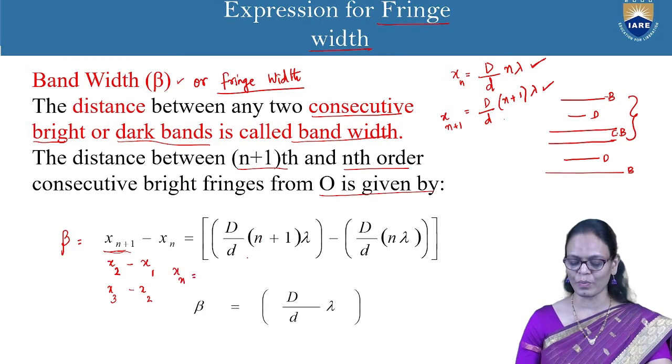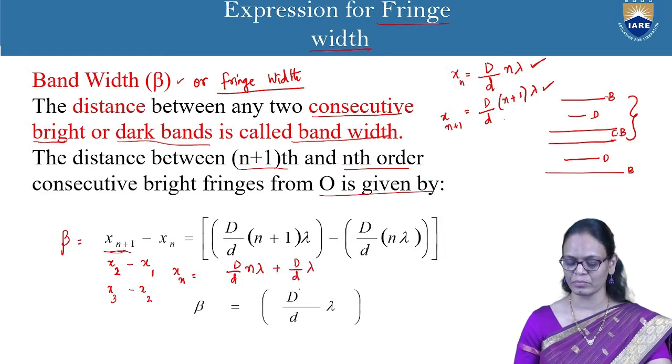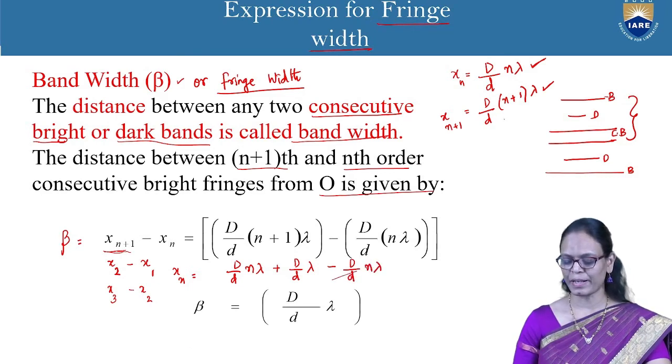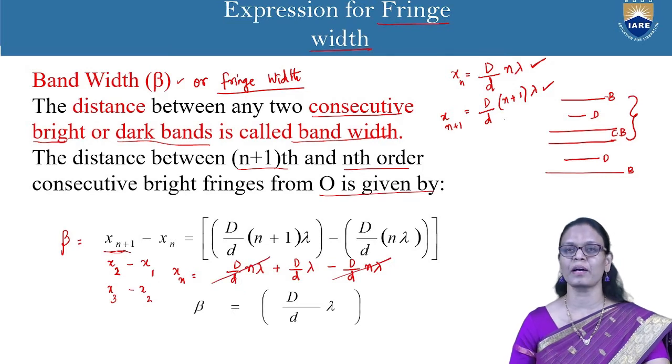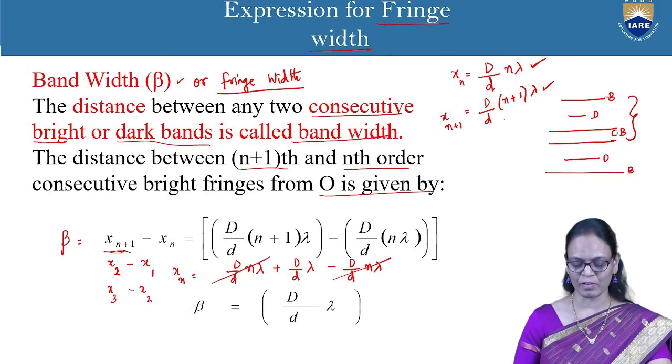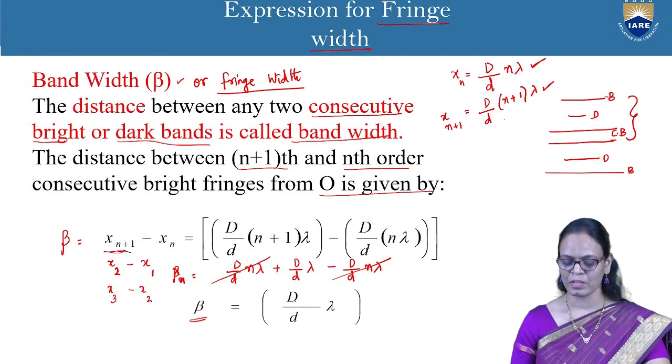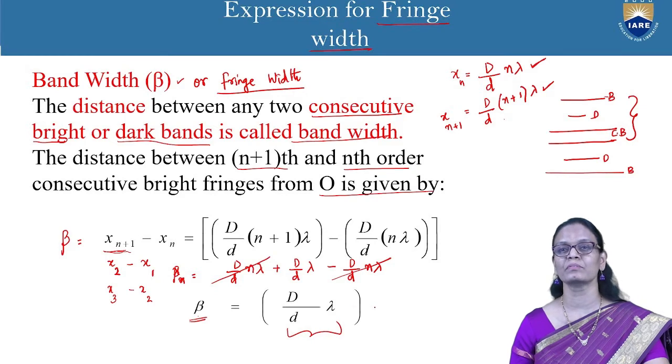So xn will now be equal to capital D by small d into n lambda plus capital D by small d into lambda minus capital D by small d into n lambda. So capital D by small d into n lambda and capital D by small d into n lambda get cancelled. So we have beta is equal to, what we are left with is only a single term, capital D by small d into lambda.